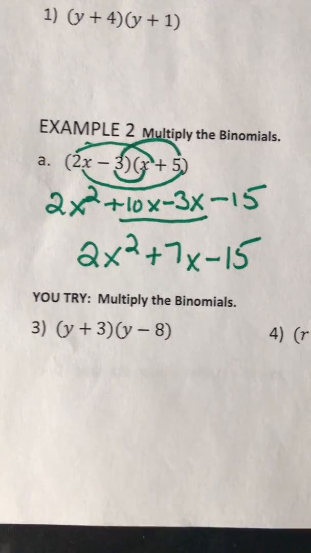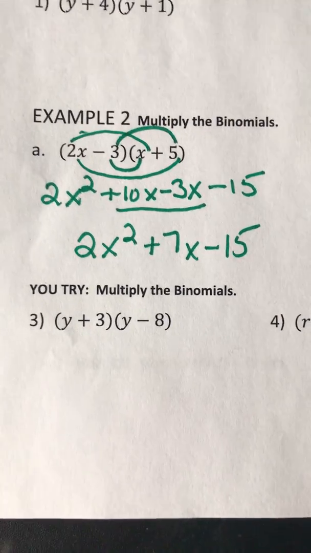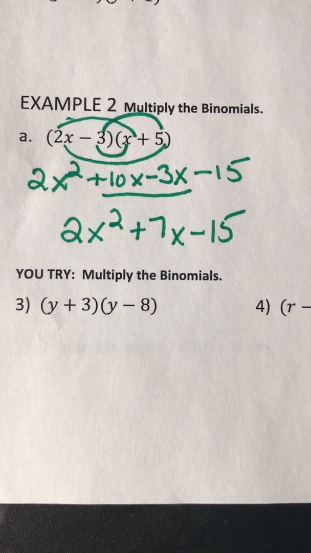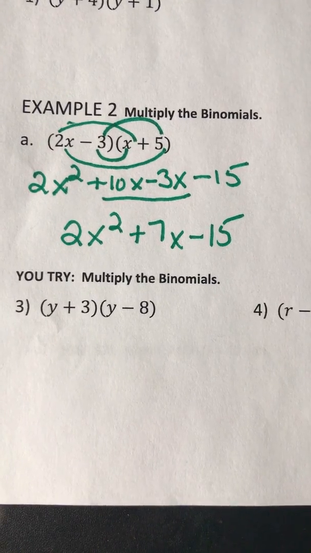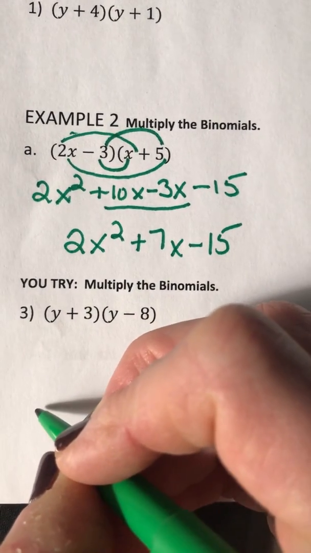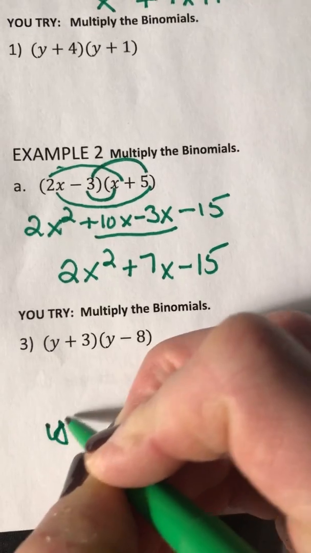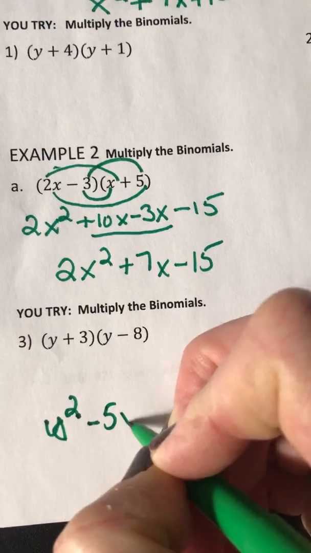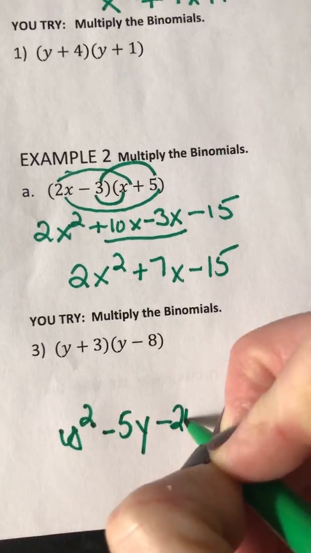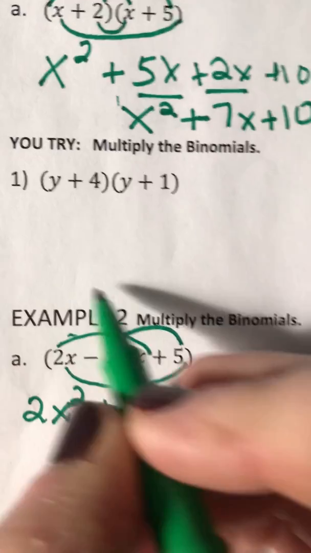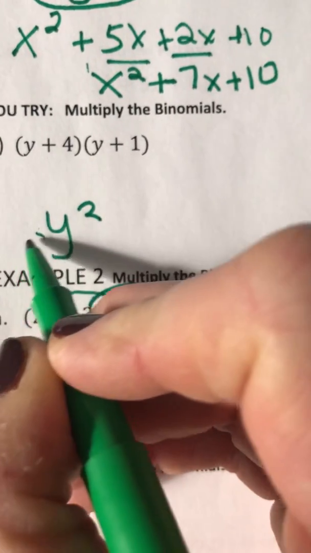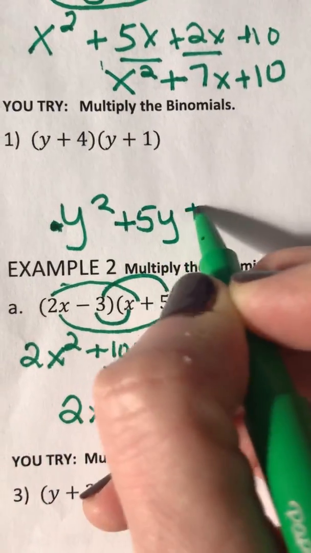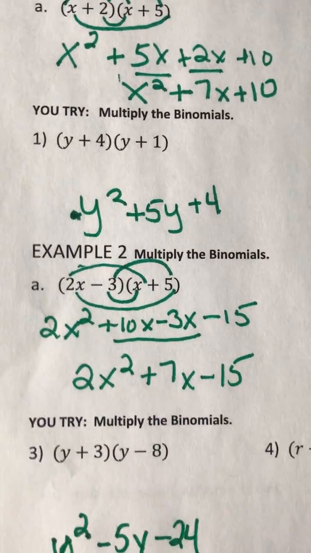Please pause the video and do the you try number 3. You'll notice I'm just working my way down the left-hand column. So please put it on pause and give that a try. Your final answer for this should be y squared minus 5y minus 24. And I apologize, the one up here should be y squared, that's not a negative, plus 5y plus 4. So hopefully we're getting them right.